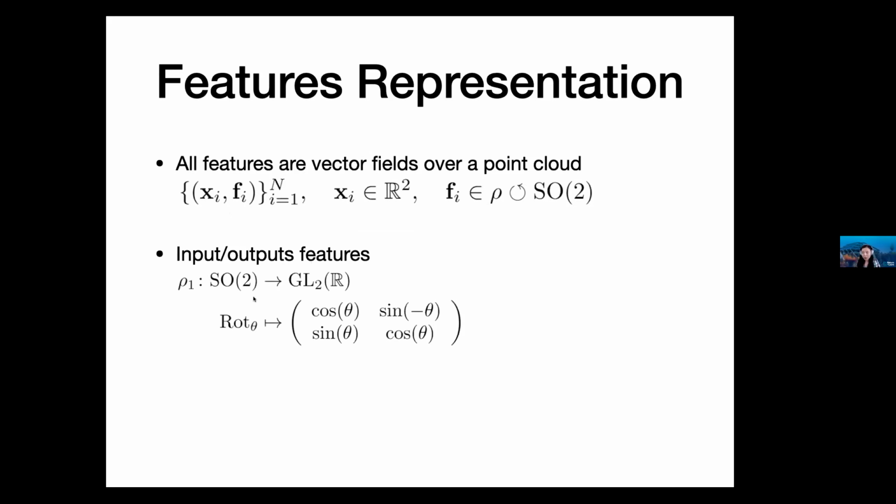So we wanted to map the SO2 features into the general linear group using a rotation group, a continuous rotation group. So that is basically the representation map that we want to learn using our equivariant neural network.